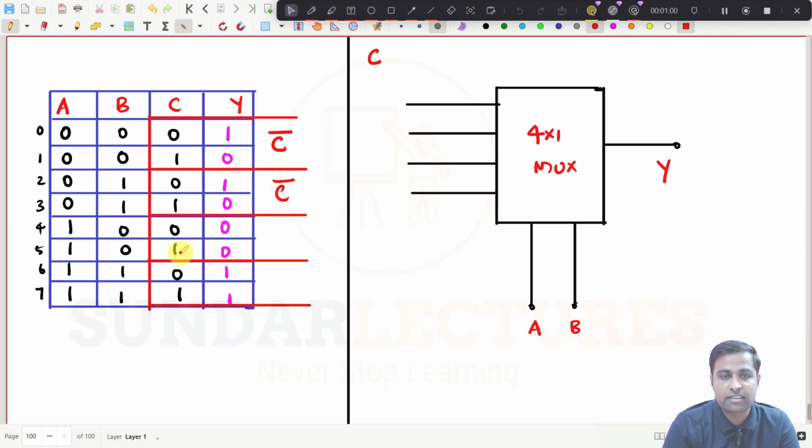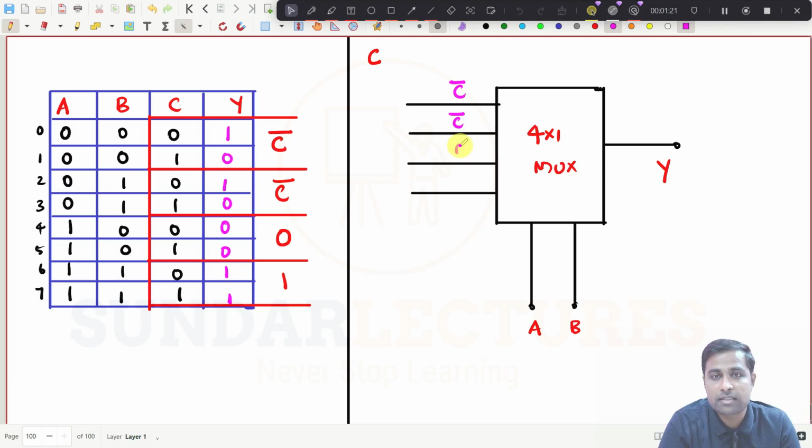You see here, this is 0, 1. Whatever the input of C may be, the output is what? By default it is 0. And it is 0, 1. Whatever the input in C, you have default 1. So it is 1. Simply what you do now, put this as C bar, this as C bar, this as default 0, this as default 1. And what you need to do now?